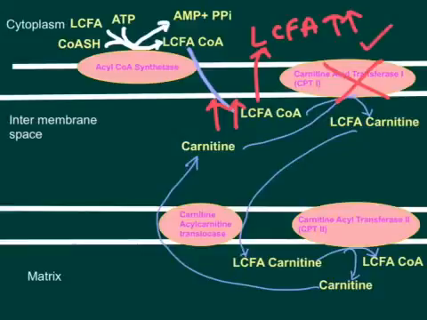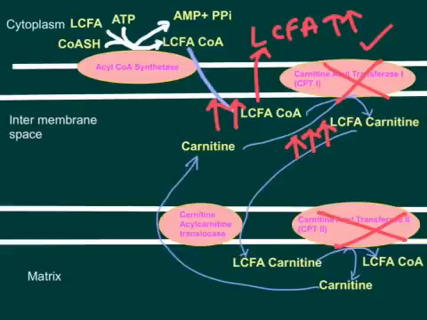So the signs and symptoms are similar to what I have explained in the previous slide. Now let's see what happens if there is a deficiency of CPT2 enzyme, or carnitine acyltransferase 2 enzyme, which is located in the inner mitochondrial membrane. If there is a deficiency of carnitine acyltransferase 2 or CPT2, it means there will be elevation of LCFA carnitine. This is the difference that you should differentiate here.